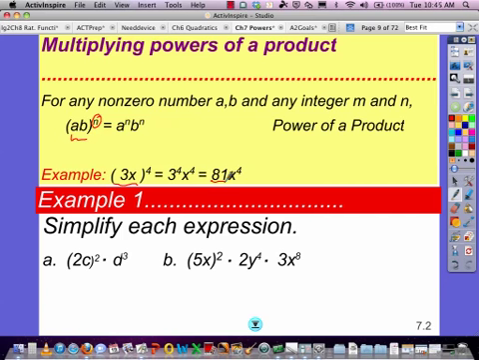So on these, we get right here an example of power of a product. Here's another example of power of a product. Those would get done first. So 2 has to be squared, that's 4. C has to be squared, that's c squared.